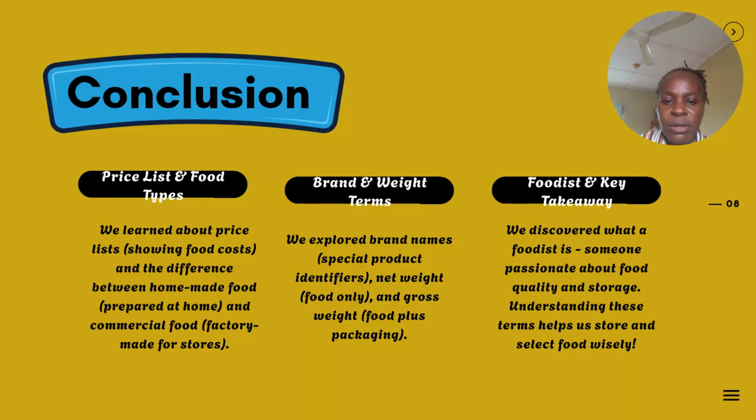Okay. Now, in conclusion, we have talked about some terminologies in food industry. We talked about price list, and I told you what a price list is, and it is actually prepared by the homemaker. And we have brand name. We talked about weights, net weight and gross weight, and we talked about foodist, and we also talked about why it is necessary for us to know the importance of foodist. So those are the things we have learned in today's class.